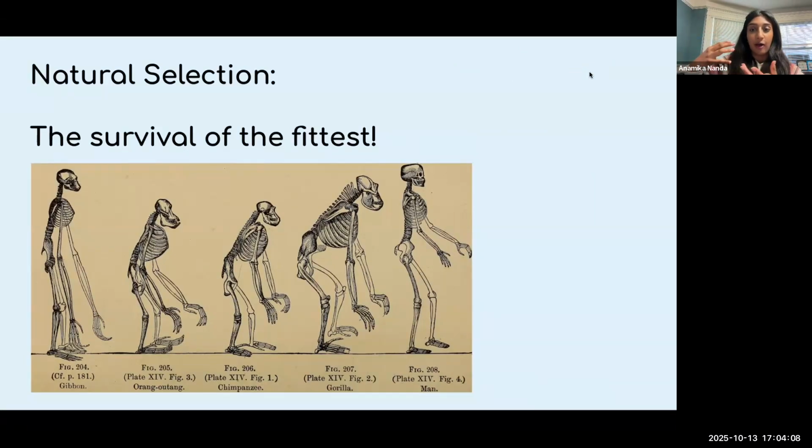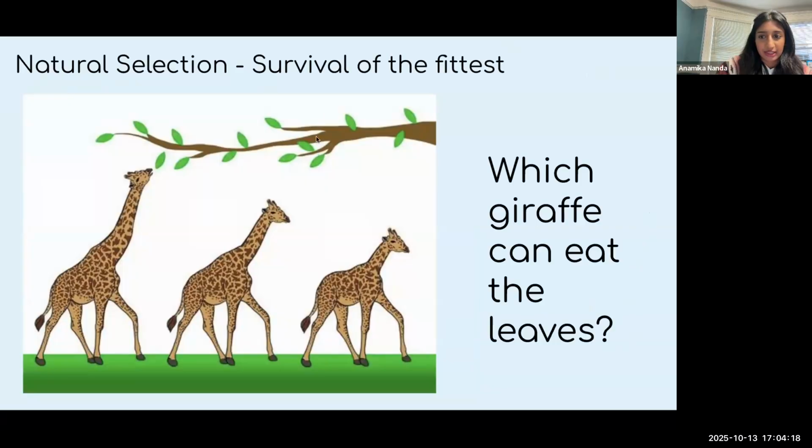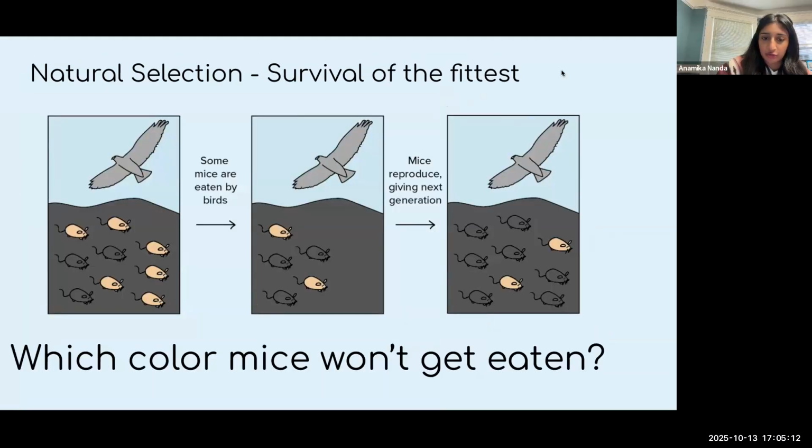These are traits that help us in our environment. And we can see this in a lot of different animals. Which giraffe can eat the leaves? Raise your hand. The tallest. Exactly. In the pictures, which color mice won't get eaten by the bird? We have black mice and tan mice. I saw Sophia's hand first. Sophia? My opinion, the black one because it blends in with the color.